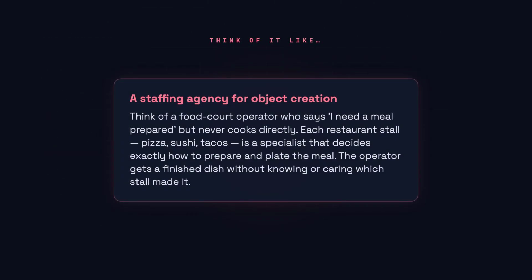Here is the everyday picture to keep in mind. A food court operator knows it needs meals, but it delegates the actual cooking to specialized stalls. The operator's workflow never changes. It just asks for a meal and receives one. Adding a new stall does not disturb the operator at all. That delegation relationship is precisely what the factory method pattern formalizes in code.